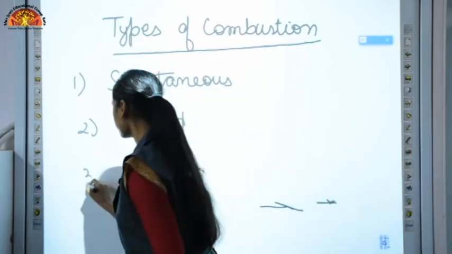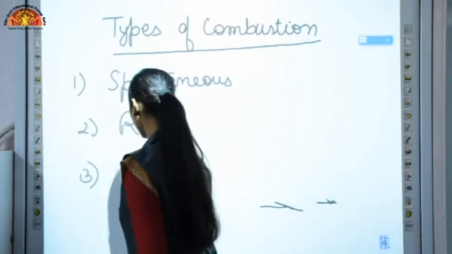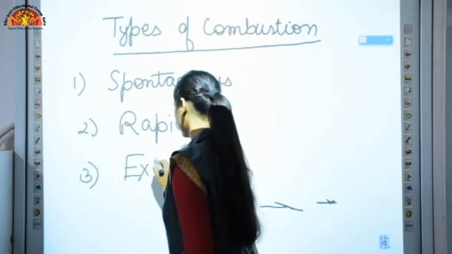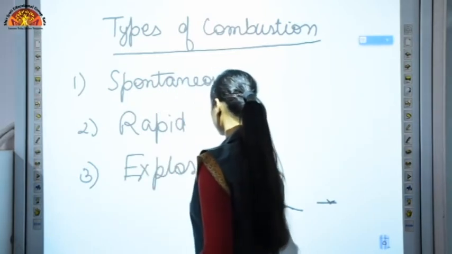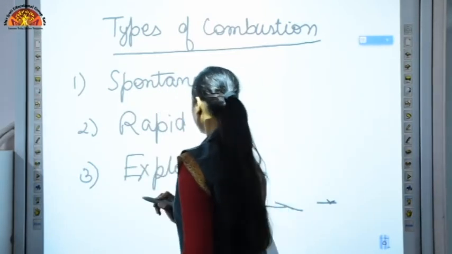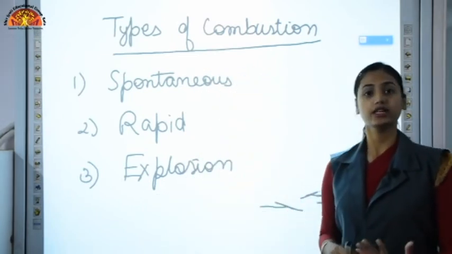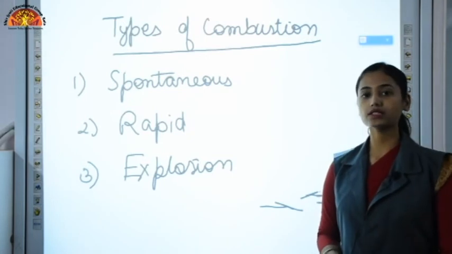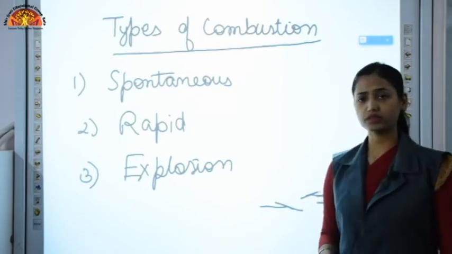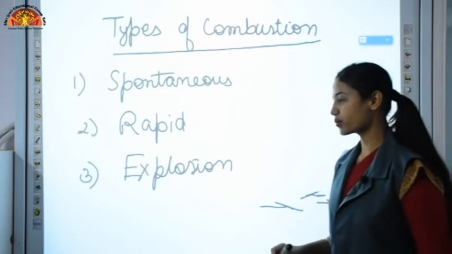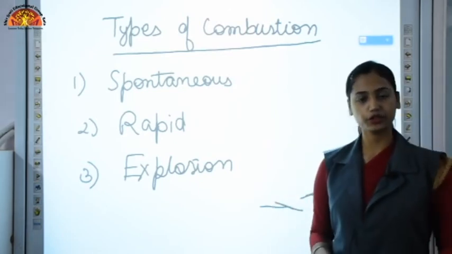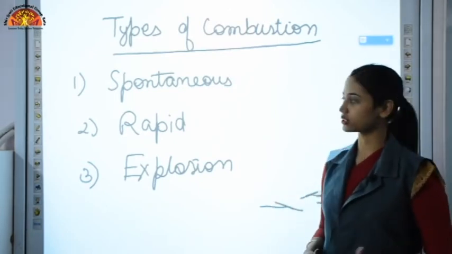Then third type of combustion is explosion. It is a type of combustion in which again a large amount of heat, light plus sound is released, and it happens in a very short span of time. Example, burning of crackers during Diwali season, that is explosion.